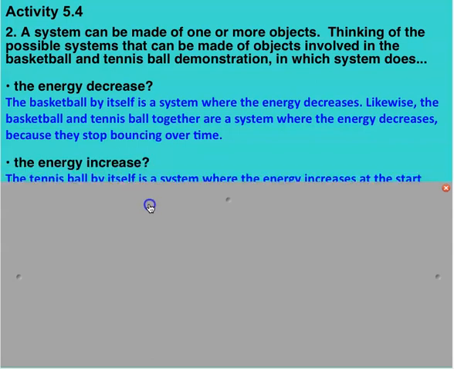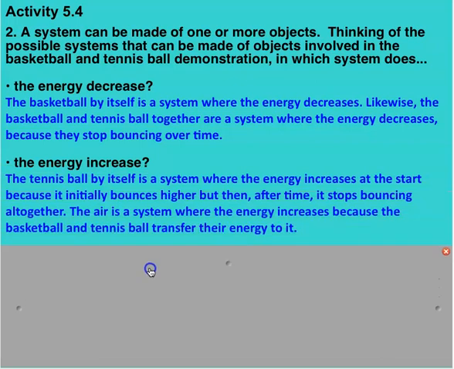So in which system does the energy increase? Well, it seems to increase with the tennis ball. So the tennis ball by itself is a system where the energy increases at the start because it initially bounces higher, but then after time it stops bouncing altogether. Now the air is a system where the energy increases because the basketball and tennis ball transfer their energies to it. So if you said the tennis ball, that's great. If you said the tennis ball and the air particles, absolutely. That's the slam dunk of an answer if you got both of those.